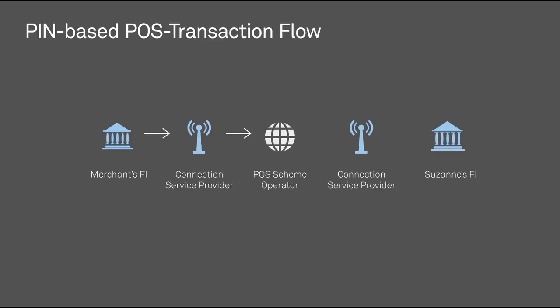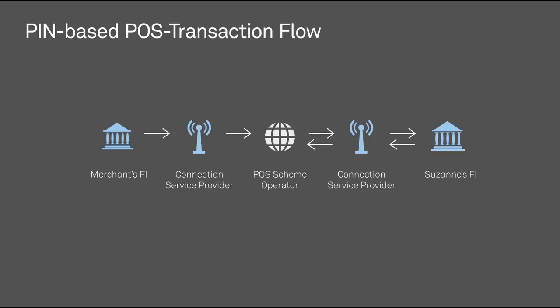The scheme operator, in this case Interac, recognizes Suzanne's FI by the information captured by the POS device. On behalf of Interac, a connection service provider routes the payment request to Suzanne's FI. Suzanne further authenticates herself by entering her personal identification number, or PIN. She also enters additional details of the transaction, for example, whether to pay from her checking or savings account, and authorizes the transaction.